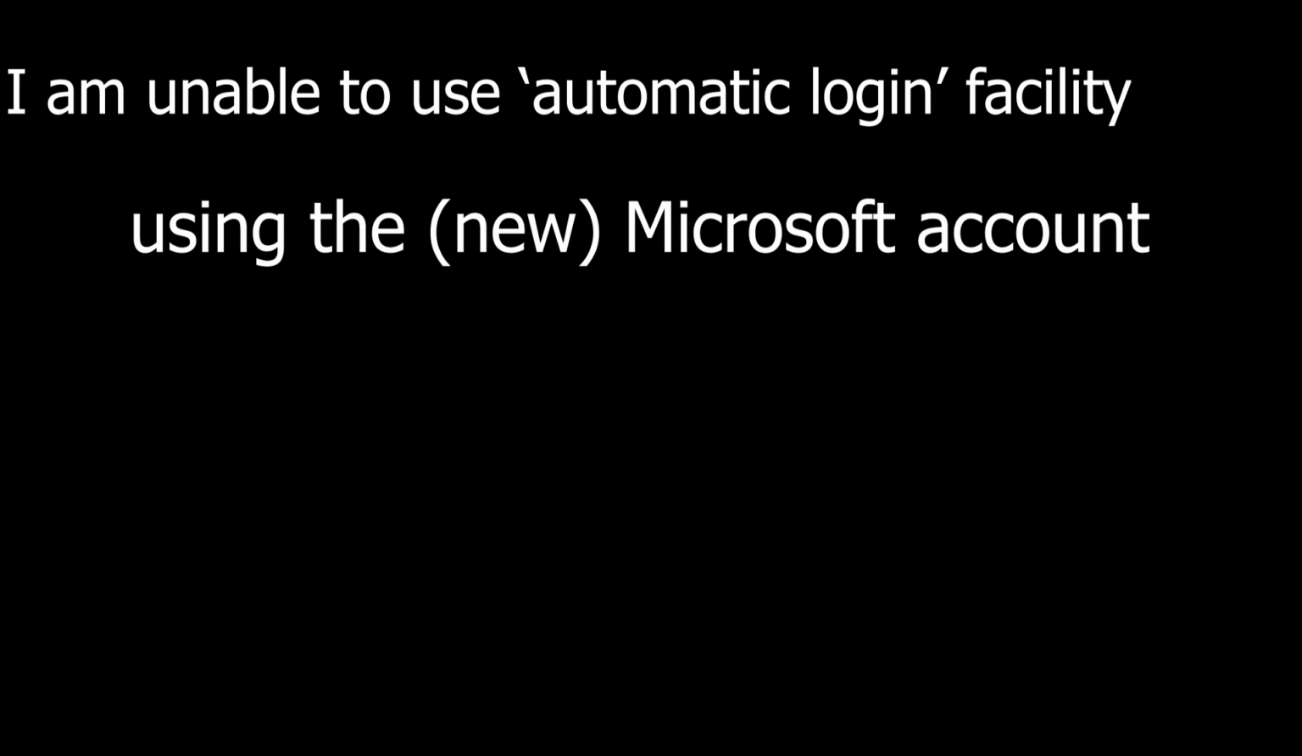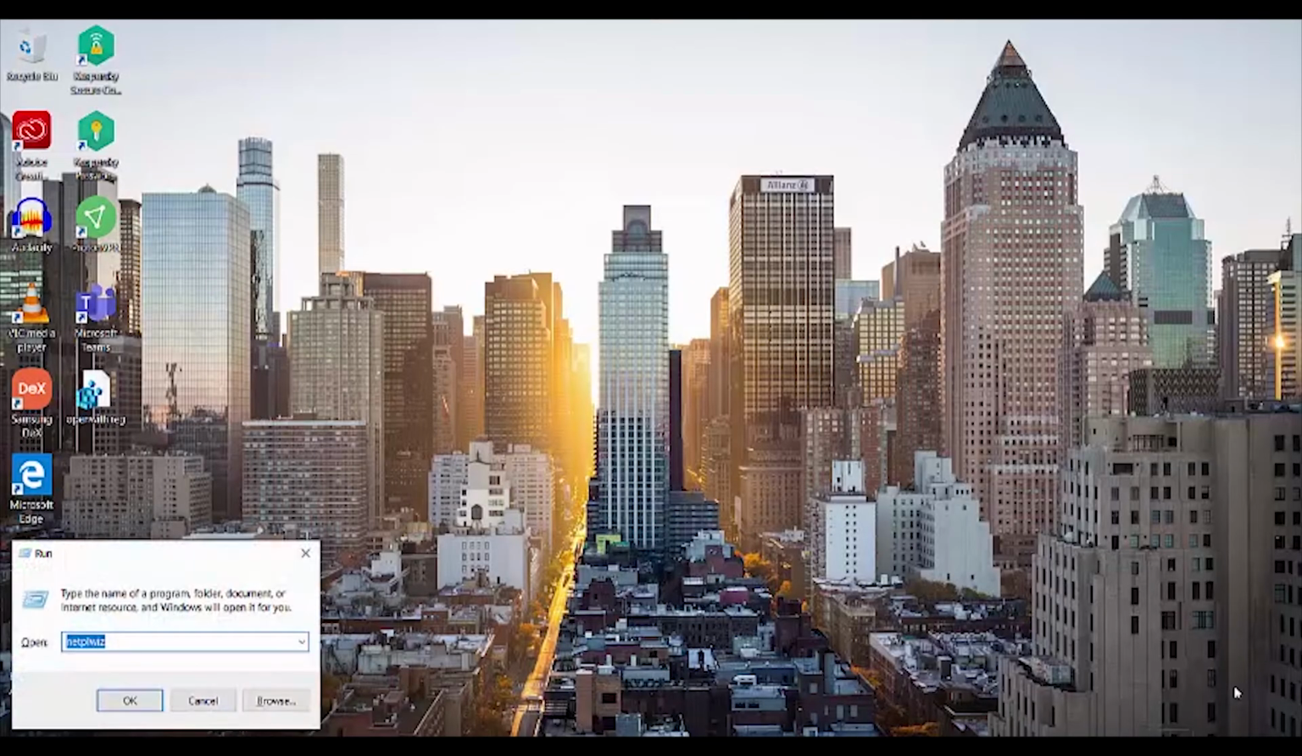I am unable to use the automatic login facility using the new Microsoft account. I really wish I didn't have to type the password every time to log in to Windows 10. Automatically logging in using the Microsoft account comes disabled in Windows 10, and to enable this feature, follow these steps. First, hit Windows plus R keys to open the Run dialog.